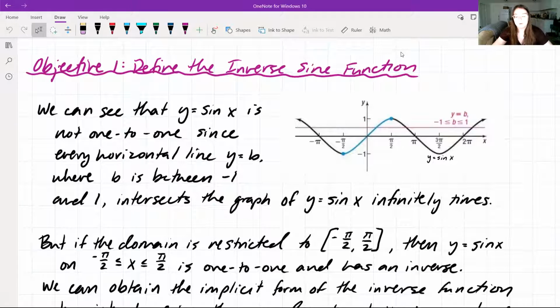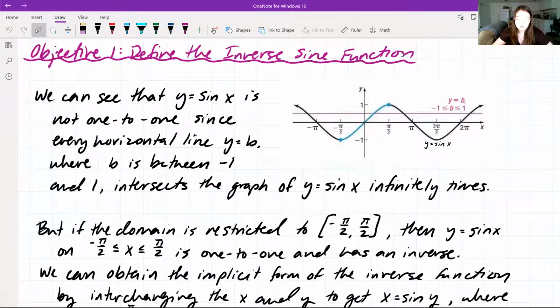All right, on to objective 1, we're going to define the inverse sine function. We can see that y is equal to sine of x is not one-to-one, since every horizontal line y equals b, where b is between -1 and 1, intersects the graph of y is equal to sine of x infinitely many times. In our image here, if we draw a line y is equal to b for any value between -1 and 1, that line is going to go through the sine function multiple times because it's periodic. So y equals sine of x is not one-to-one.